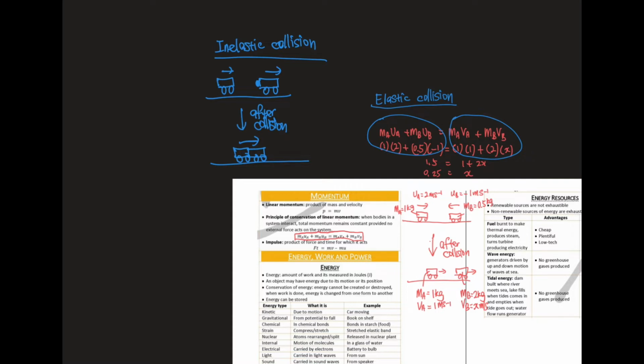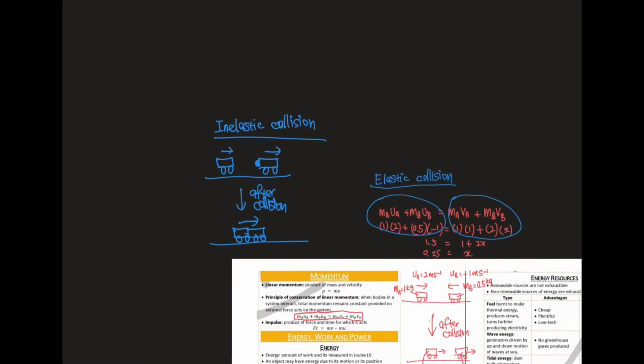For inelastic collision, you may still use MAUA plus MBUB equals MAVA plus MBVB. It is still okay if you use this formula, where at the end you will find VA and VB are the same value. If you don't want to use this, then there is an alternative.